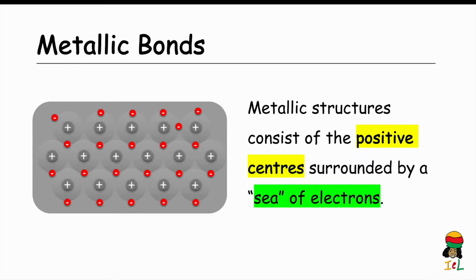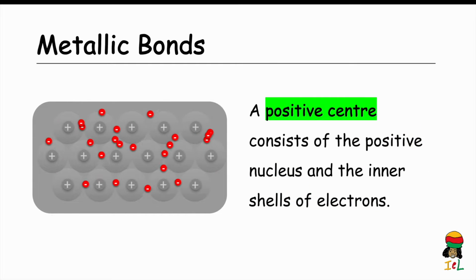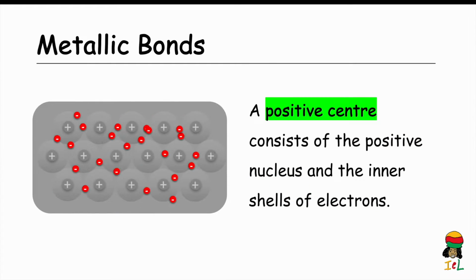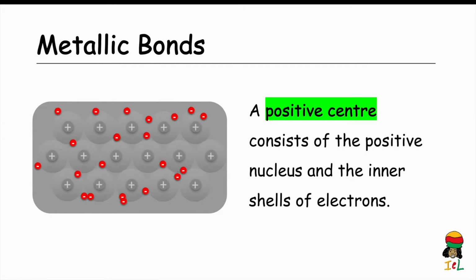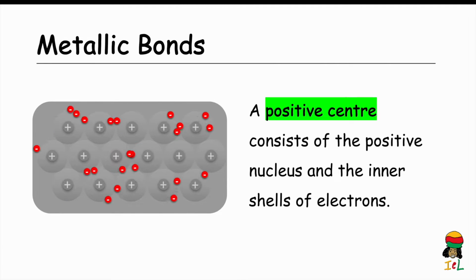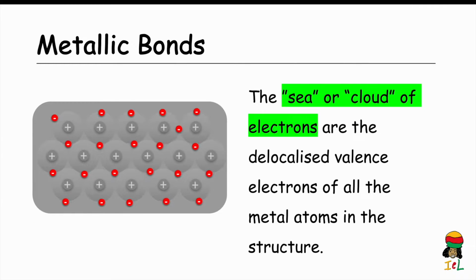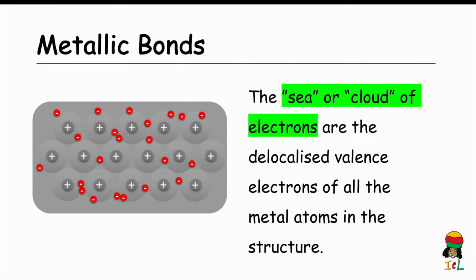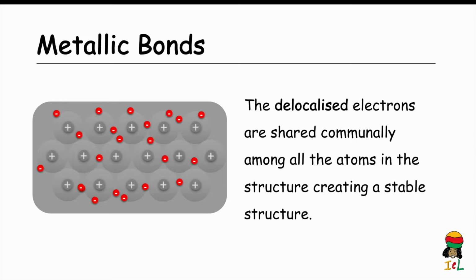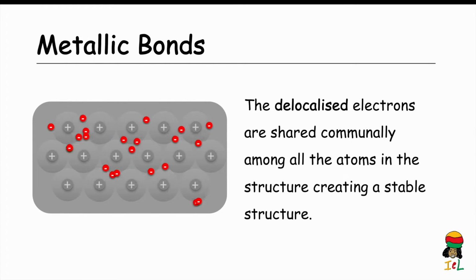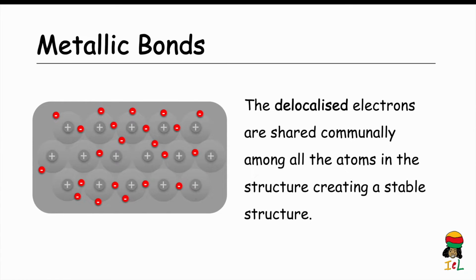The sea of electrons are delocalized, meaning they can move around the structure freely. The positive centers consist of the positive nucleus and inner shells of electrons for all the metal atoms bonding within the structure. The positive centers are also called positive metal ions. Note that the sea or cloud of electrons are the delocalized valence electrons of all the metal atoms in the structure. These delocalized electrons are shared communally, hence forming the sea or cloud of negative charges around the positive centers.